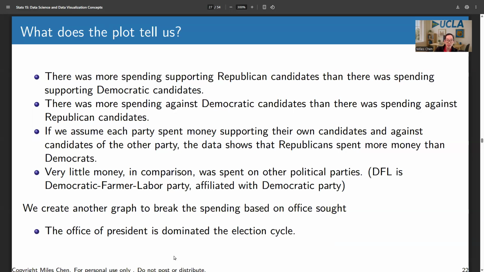Other things that we can take a look at to explore is maybe we will break up the spending based on which office. In the 2012 election, it was a presidential election year, and certainly that is the most important elected official. And so the office of president dominated the election cycle.